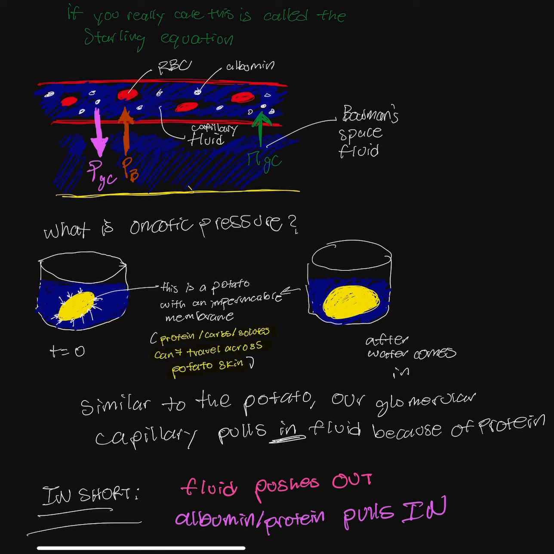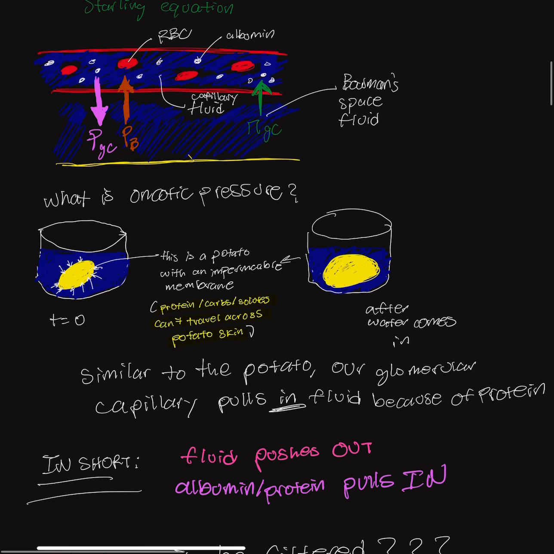But if you're talking about magnitude, how large are these forces, you're going to see that the hydrostatic force of the capillary is much stronger than that of Bowman's space and the oncotic pressure. And that's just because the capillaries have a large supply of blood, and that blood exerts a lot of force on the glomerular capillary. So that's why we have filtration in the first place. Filtration won't happen unless we have more force going out than coming in, right? I think that's pretty intuitive to understand. So just in short, fluid pushes out and the albumin within the capillary pulls in.